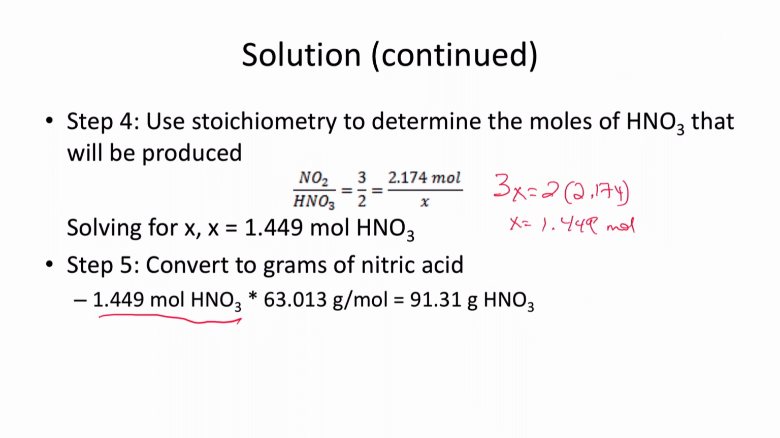And then I go back to the periodic table and I calculate the molar mass of HNO3. So I know that hydrogen is about 1 gram per mole, nitrogen is about 14 grams per mole, and oxygen is about 16 grams per mole. So if I add all this up, I get about 63 grams per mole. So if I multiply the molar mass of nitric acid, which is 63.013 grams per mole, by the number of moles, 1.449 moles, I get 91.31 grams of nitric acid.